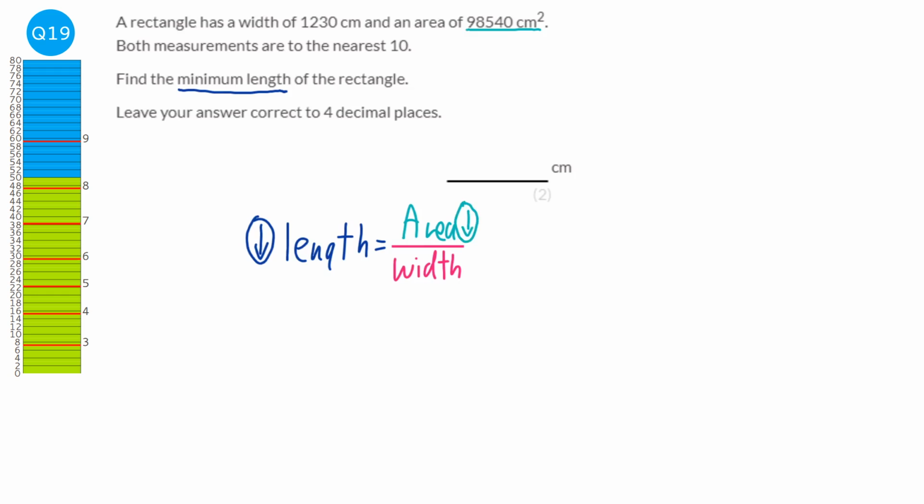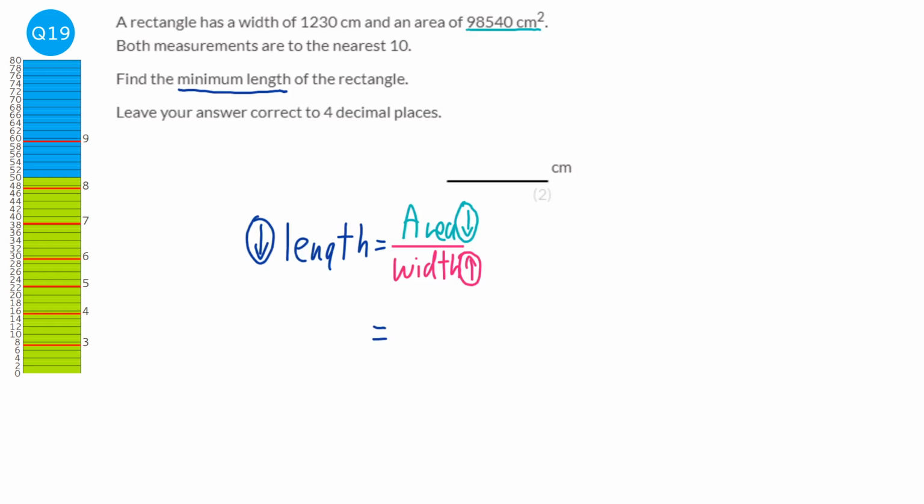But let's have a look at a couple of fractions. So let's have a look at a half and 1 over 100. Which one of those fractions is the smallest? Well, it's 1 over 100. But what do you notice about the denominator? That as the denominator gets bigger, the fraction gets smaller. So to make something smaller, we actually want the denominator to be as big as possible. So we want the width to be as large as possible.